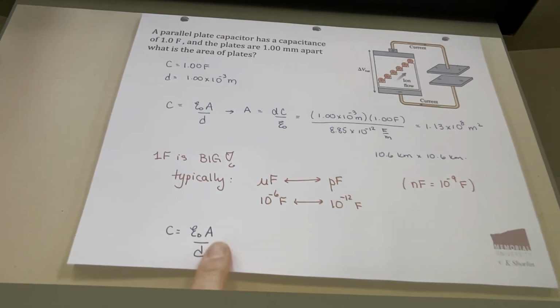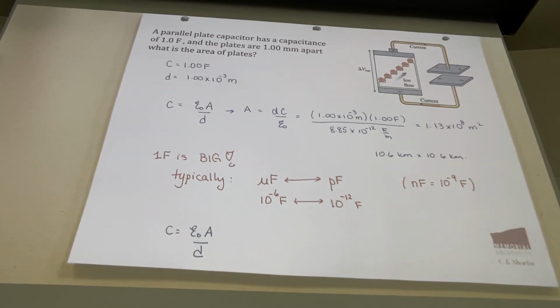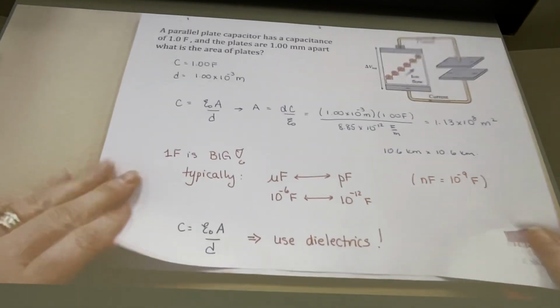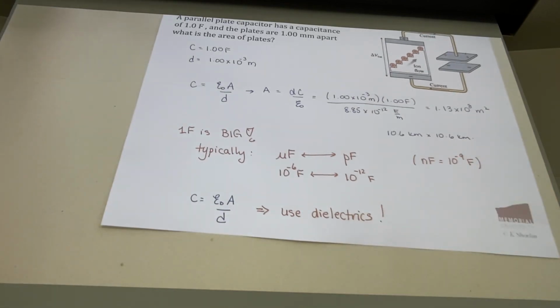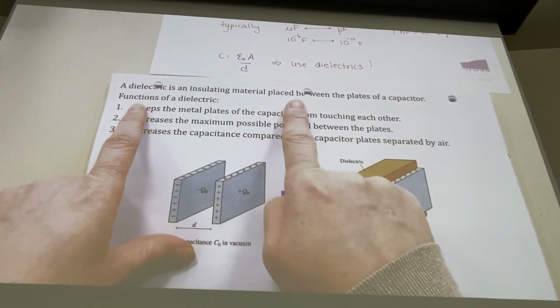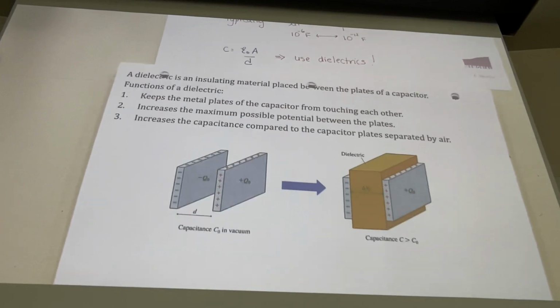So we're going to work on this equation a little bit and start talking about dielectrics. Our definition of a dielectric is an insulating material placed between the plates of a capacitor. It's just an insulator between the plates. Of course, it needs to be an insulator so it doesn't short out the device. If it was a conductor, the current would just flow on through. So it does have to be an insulator.